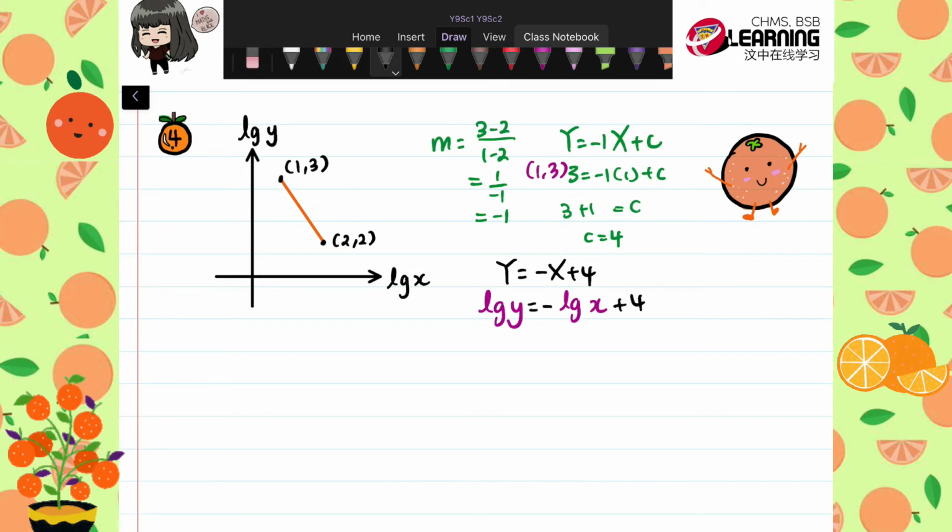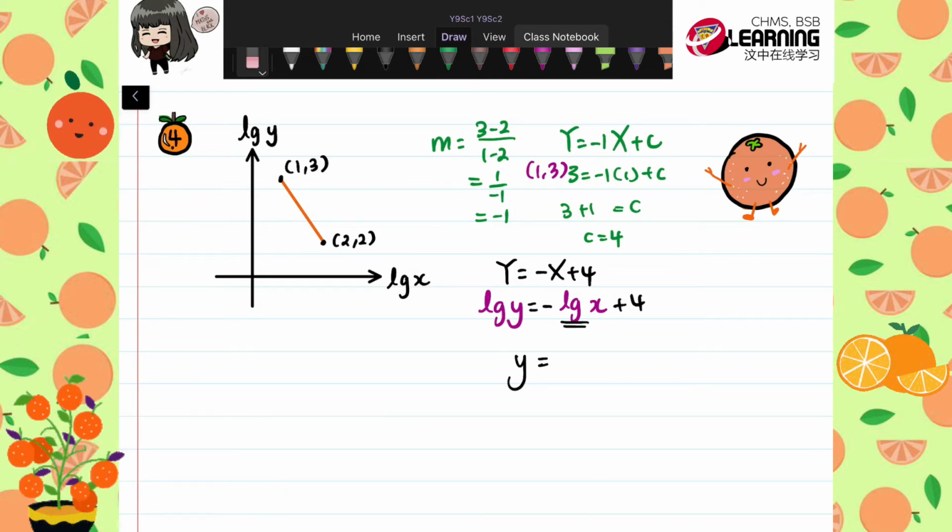So until here, what are you going to do? You have log on both sides here. If you only have one log, and the other side has no log, then you can move the log over, and it becomes 10 to the power. If here there is no log, then you just move this lg to the other side, and it becomes 10 to the power of negative and so on. But here both have log.